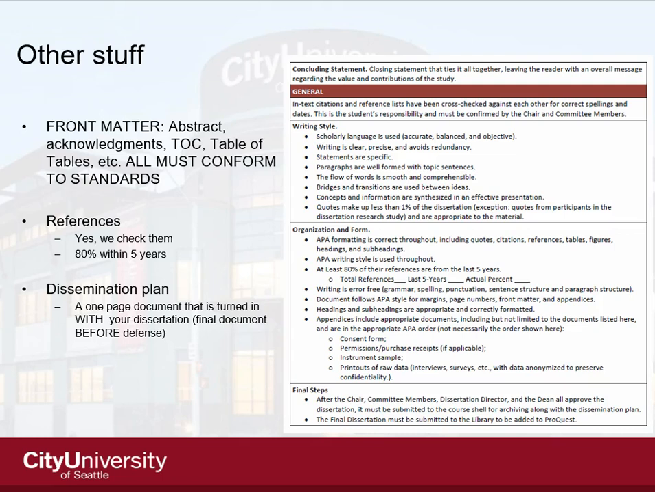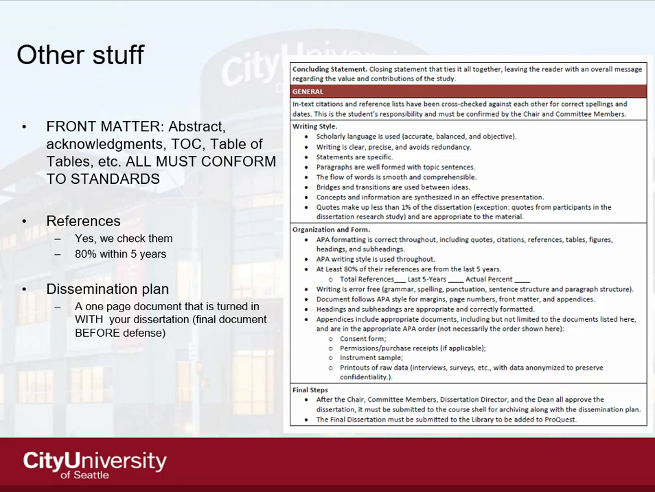Now, there's some other things in here that your dissertation chair will be using to ensure that you've satisfied this criteria. And these are little things like front matter, for example. So front matter includes your abstract, your acknowledgments, your table of contents, table of tables. They all must conform to APA standards. And your writing style should be scholarly language throughout. Make sure your writing is clear, precise, avoids redundancy. Do not use the word very a lot, things like that. The flow of words is smooth, comprehensible.